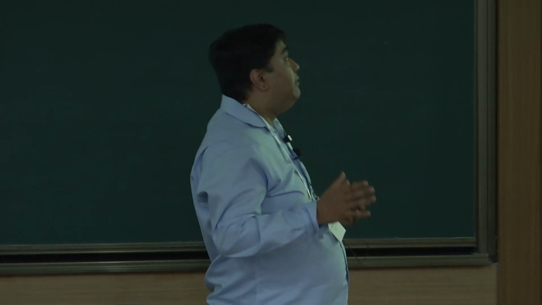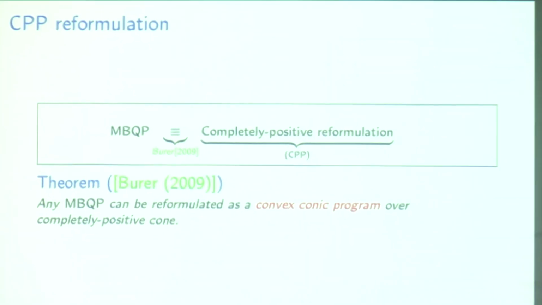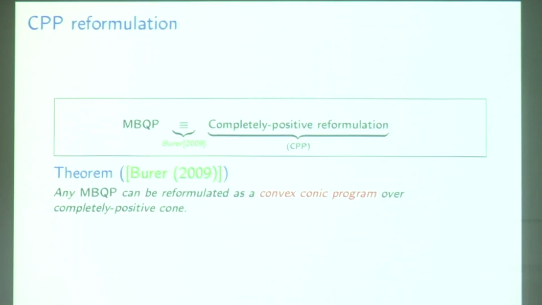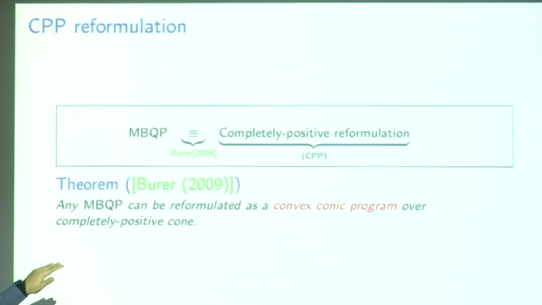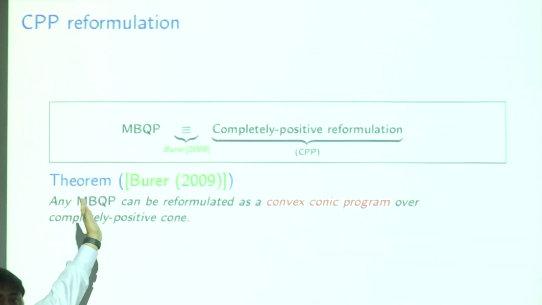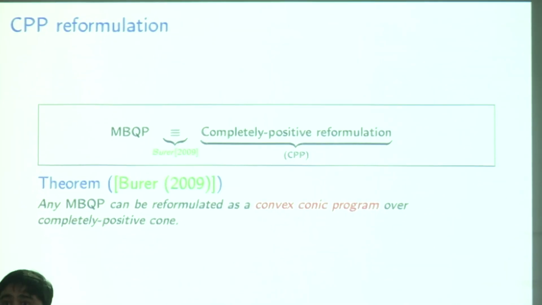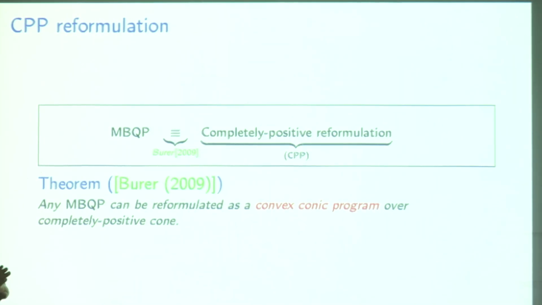And so we will build on the shoulders of giants, and there's a beautiful theorem by Sam Buehrer about 15 years back, where he proved that any mixed binary QP, so you have binary and non-negative variables, and the objective is an arbitrary quadratic, you can rewrite it exactly as a convex conic program over the completely positive cone.